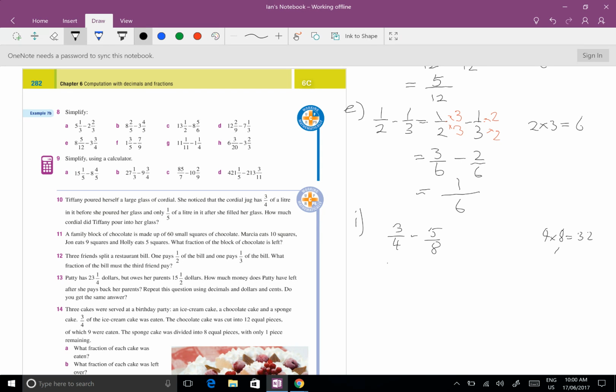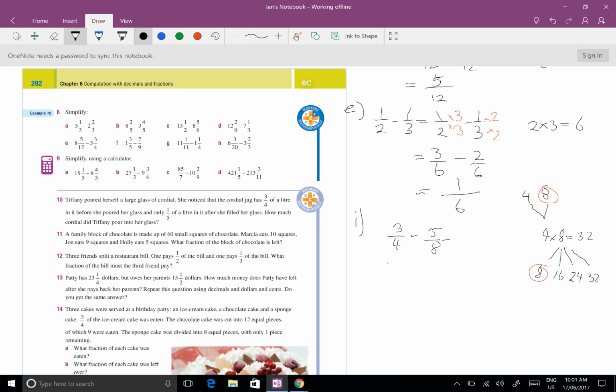So what are the multiples of 8? 8, 16. I know 4 goes into that. 24. 4 goes into that. 32. I do my 4 times tables. I get 4, 8. Oh, and there it is. There's the lowest common multiple, and hence the lowest common denominator.